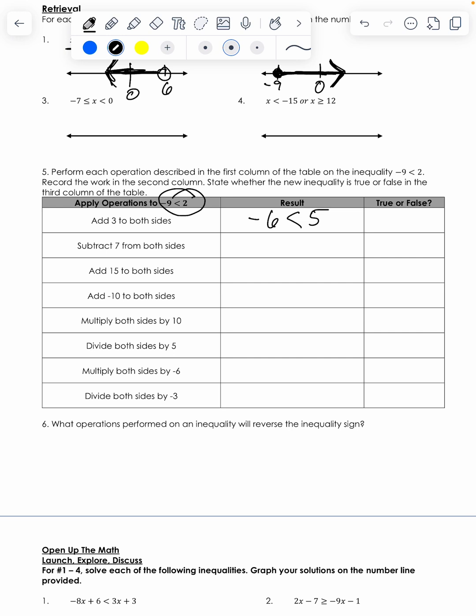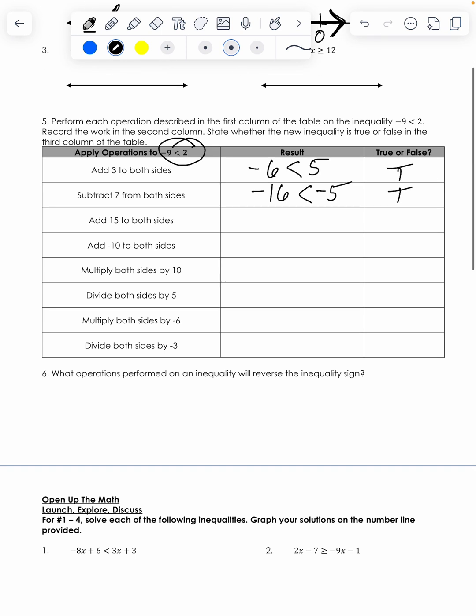Because all we did was add 3 to both sides. And you can do this with almost every operation. There is one exception. We're going to get to that at the end. You can subtract 7 from both sides. So -9 minus 7, -16. 2 minus 7, -5. That's still true. -16 is less than -5. And it goes down like that. We can add to both sides. We can add negatives to both sides. We can multiply by both sides. The big problem comes when we multiply or divide by a negative, okay?